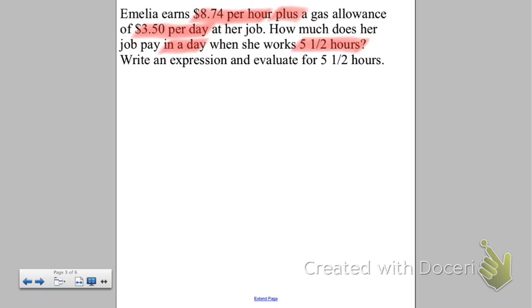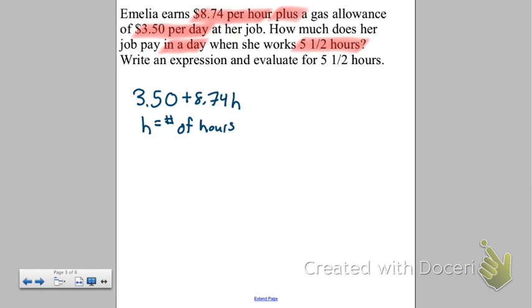Write an expression. So since we're only talking about one day, this 3.50 is just a one time 3.50 plus the 8.74 per hour. So I can call that 8.74H. But remember, I always have to identify what my variable is. So in this case, the H equals the number of hours.